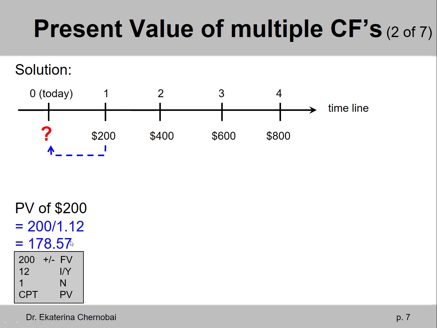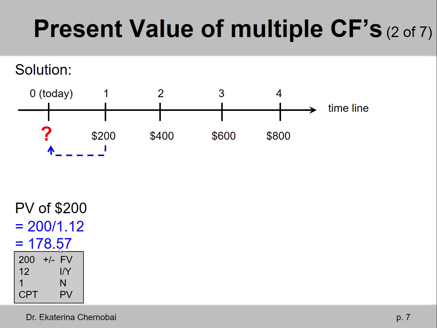You can also do it in the financial calculator by pressing 200, making it negative, the plus minus key. Then you press the FV key to tell the calculator that this number is my future value. Then you press 12 and the I/Y key. So you have just told the calculator that 12 is my interest rate per year. And then you press 1 N. So you just told the calculator that 1 is the number of years in the future.